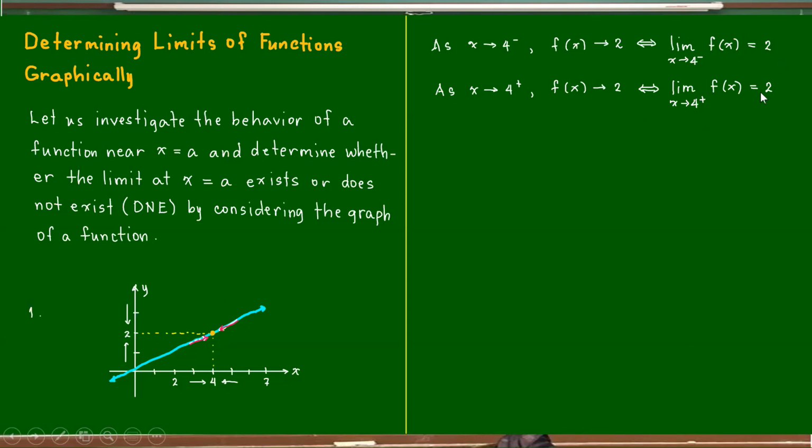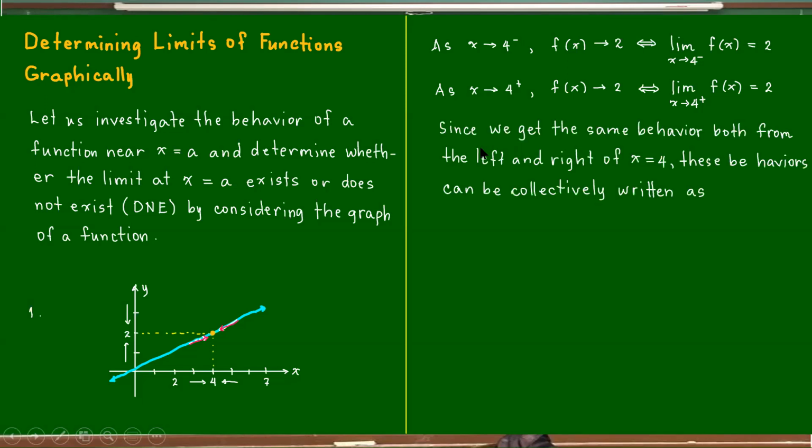Now, since the limit of f of x as x approaches 4 from the left and from the right are equal, how can we write these behaviors of the function near x equals a in one notation, or in one compact form? Since we get the same behavior from both the left and the right of x equals 4, these behaviors can be collectively written as f of x approaches 2 as x approaches 4, or equivalently, the limit of f of x as x approaches 4 is equal to 2. Okay, guys?